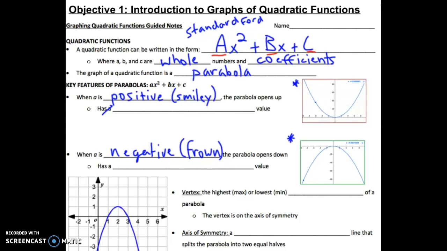Easy way to remember that: positive people are happy, negative people are sad. Happy people smile a lot, sad people do the frowny stuff. So that's an easy way to remember. Positive opens up, negative opens down.